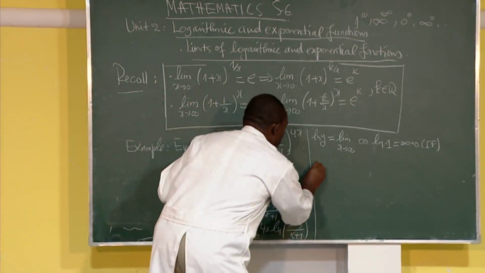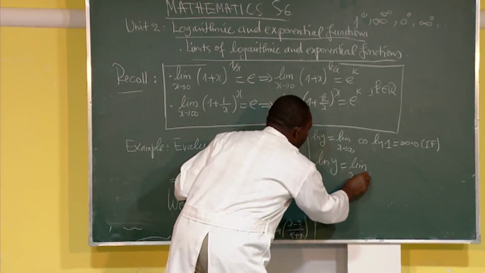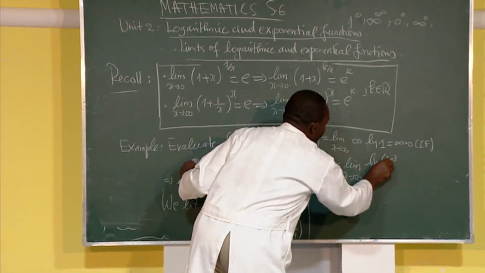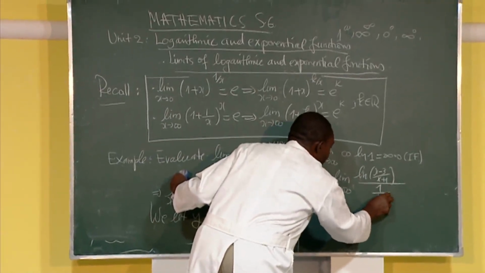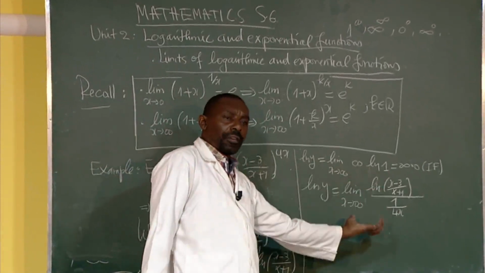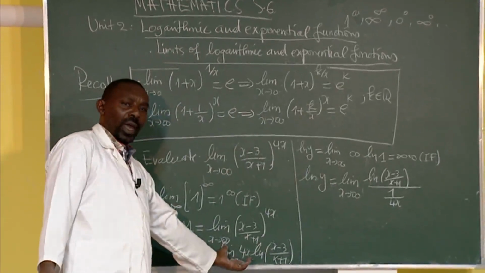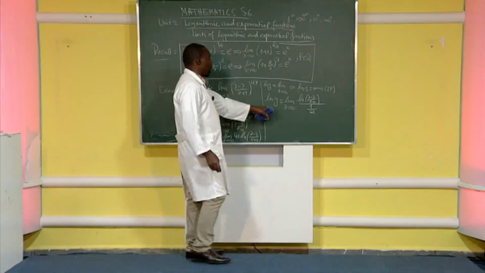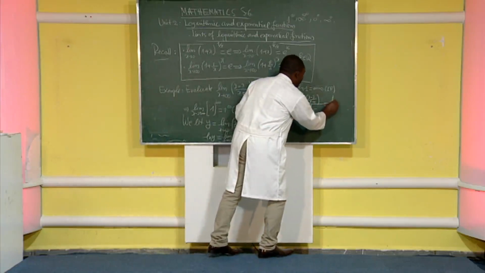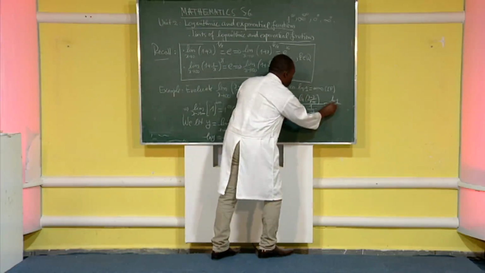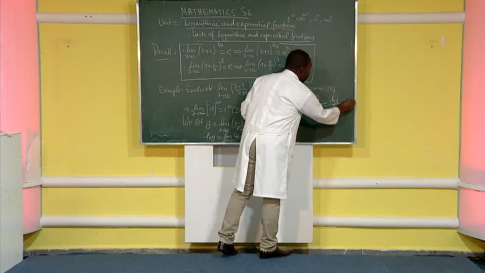Now, we can write ln y equals the limit as x approaches infinity of ln of (x minus 3 divided by x plus 1) divided by 1 divided by 4x. I think there is no change, because for a fraction divided by another fraction, you reverse the fraction and multiply. There is no change from what you have here, right? Thank you very much. Now, we know that this limit is already ln of 1, and there we have 1 divided by infinity. And ln of 1 is 0, so here I have 0 over 0, which is an indeterminate form.